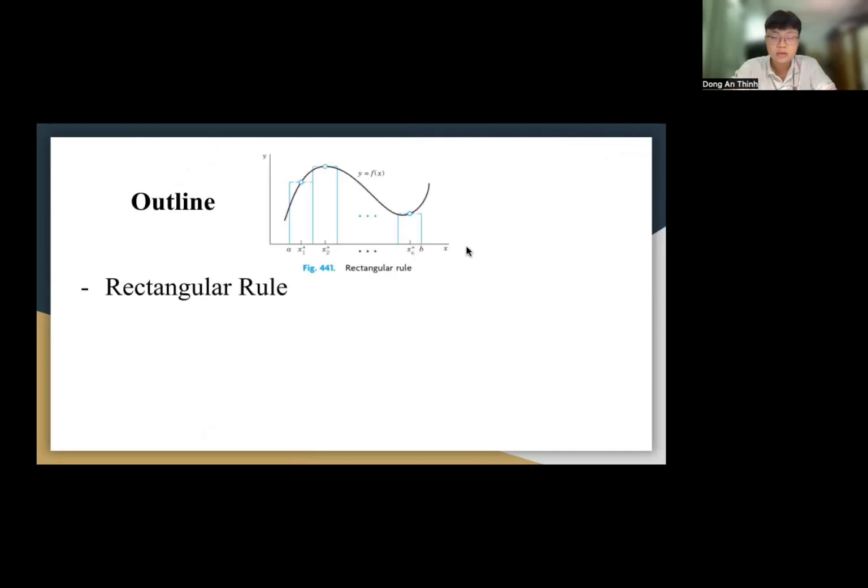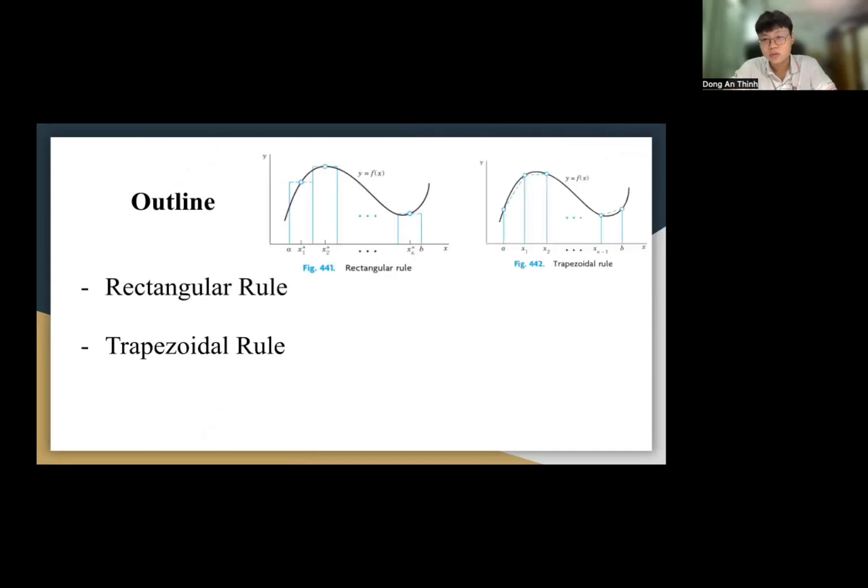First, let's have a look through the outline. We have rectangular rules, we have trapezoid rules, and we have Simpson rules.